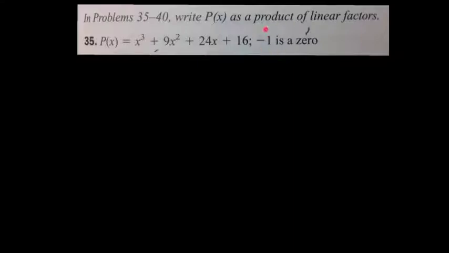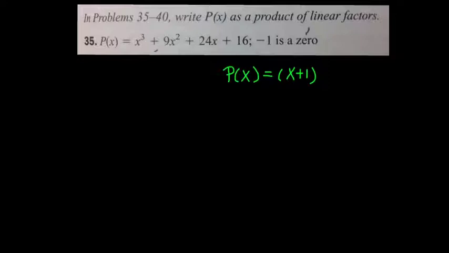I'm told that -1 is a 0. Since -1 is a 0, I know that x minus -1, or x plus 1, is a factor. So I can immediately say that one of my linear factors of p of x is going to be x plus 1.